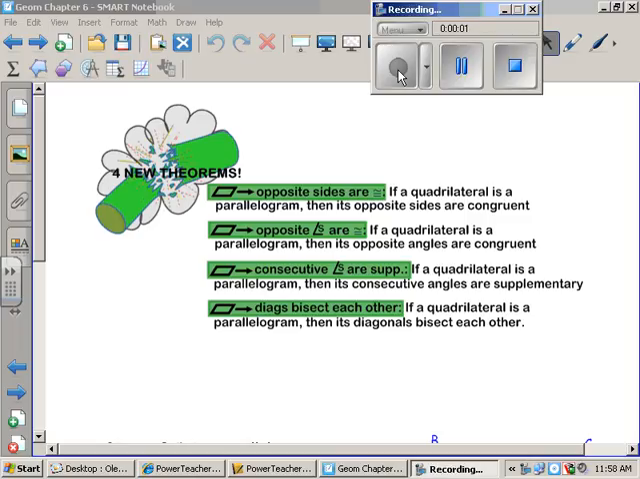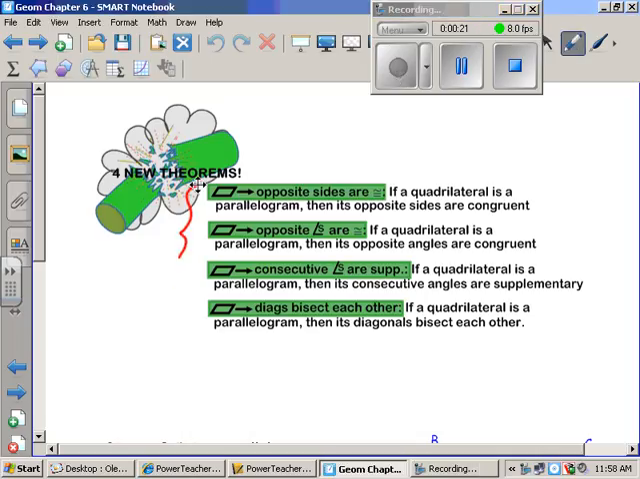Today we're going to prove that we can prove sides and angles and diagonals congruent using properties of parallelograms, and then we're going to use the converse, use the properties to prove that shapes are parallelograms. So these four theorems are just based on the characteristics we learned yesterday.